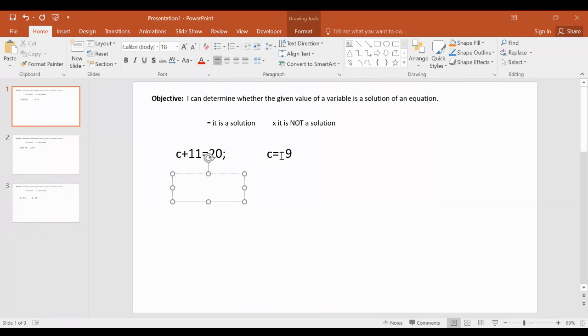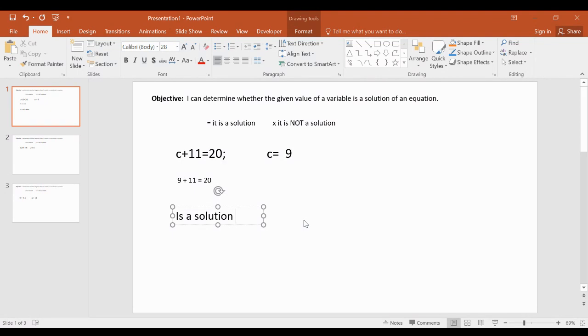So let's see, if C is equal to 9, that means that 9 plus 11 should equal 20. And it does. That means that 9 is a solution to this equation. So we're simply going to write in "is a solution." And that's it. That's how we're going to be solving these today.